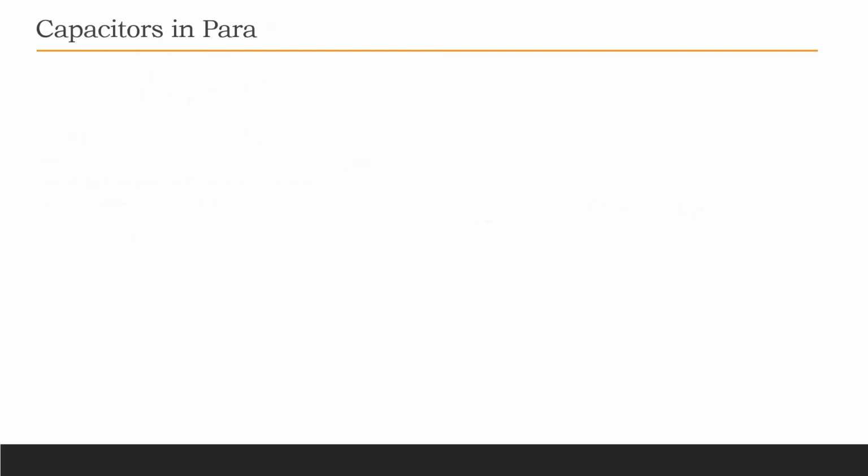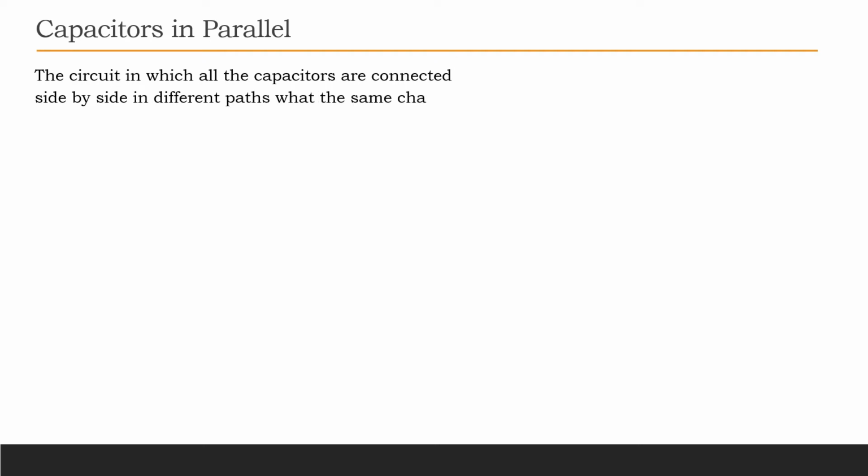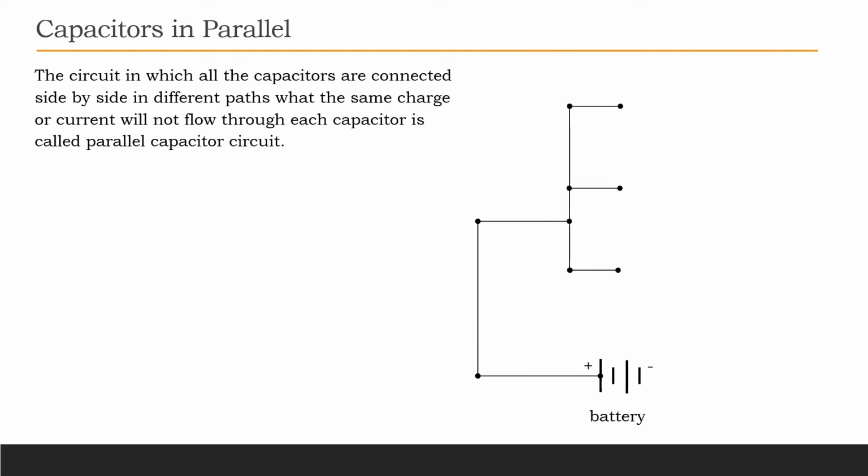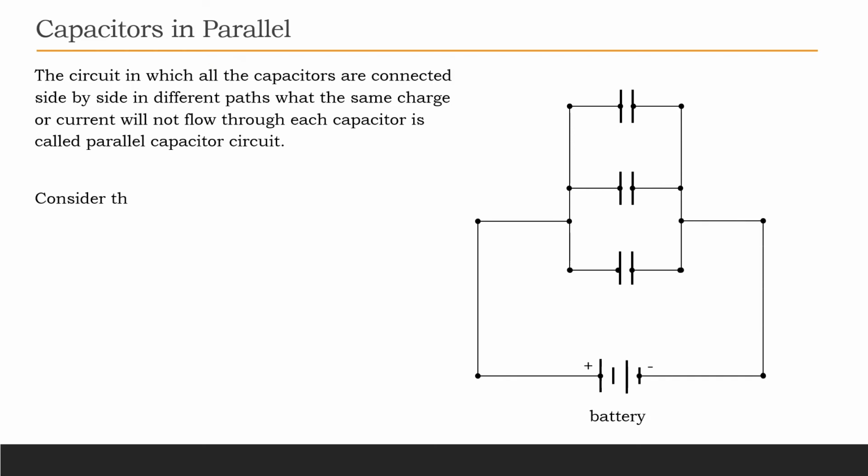Similarly, when capacitors are in parallel, the circuit in which all the capacitors are connected side by side in different paths, where the same charge or current will not flow through each capacitor, is called a parallel capacitor circuit. Consider three capacitors C1, C2 and C3 connected in parallel with a battery of potential difference V.